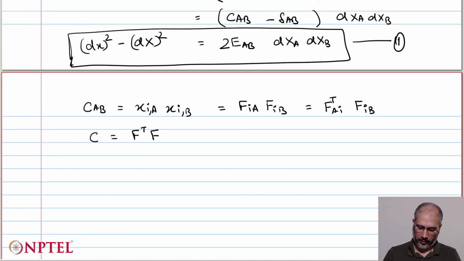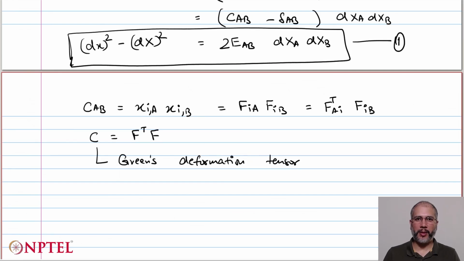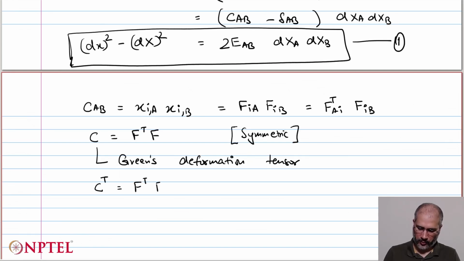And this quantity C is called the Green's deformation tensor. We get this by multiplying F transpose with an F. So it is obtained from the deformation gradient tensor and it's called the Green's deformation tensor. You also can see that it is symmetric. To check that, you take the transpose of C, which becomes F transpose times the transpose of F, because AB transpose is B transpose A transpose, and this becomes F transpose F again, which is C. So this implies that this is symmetric.